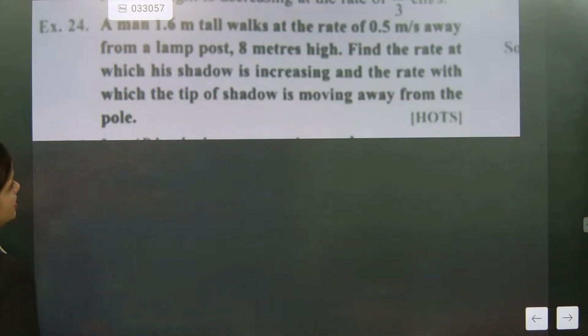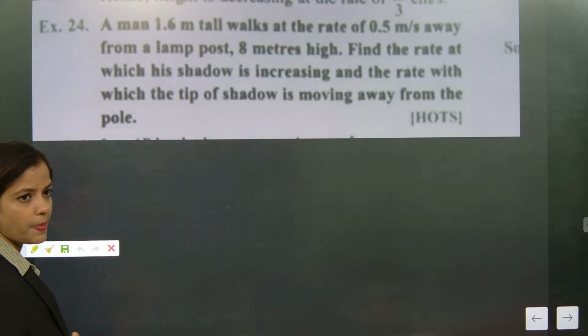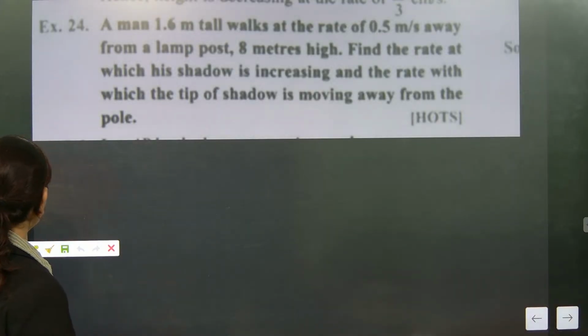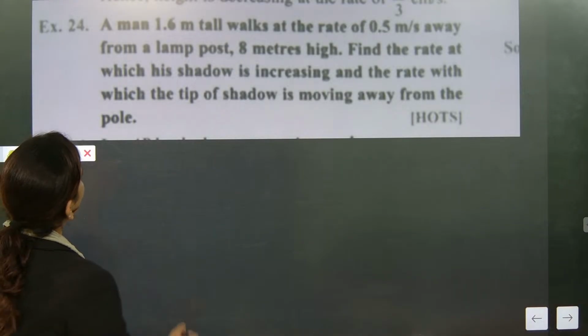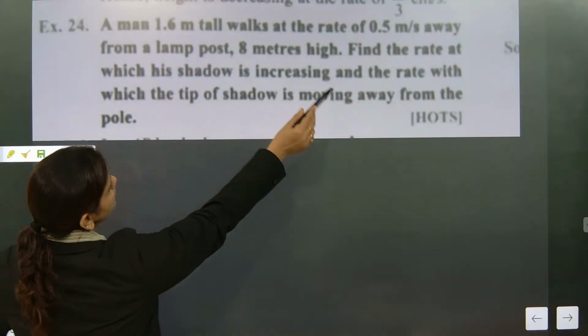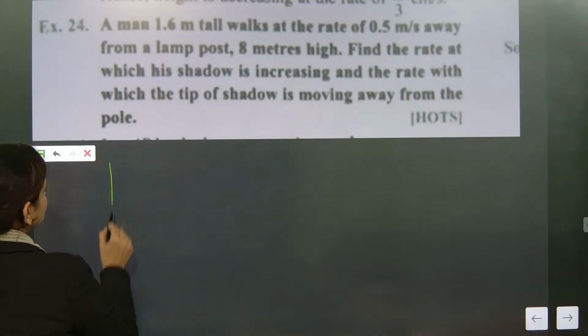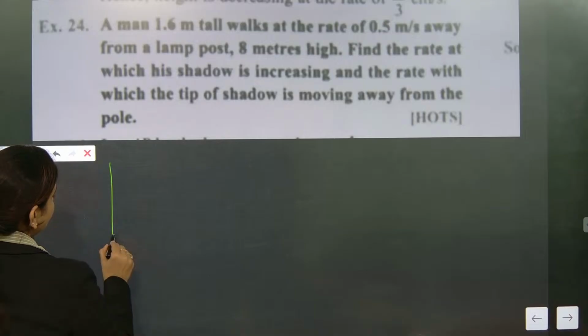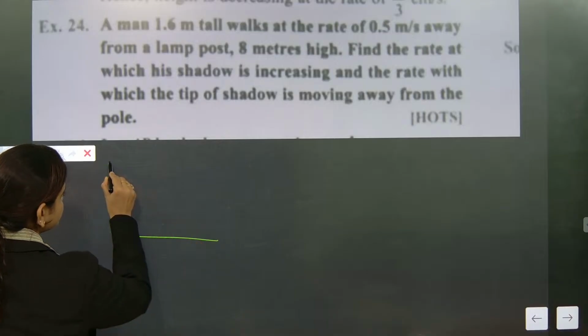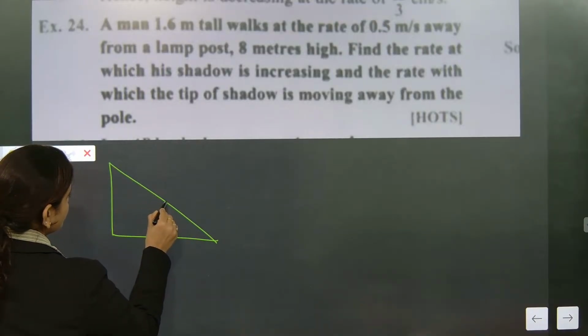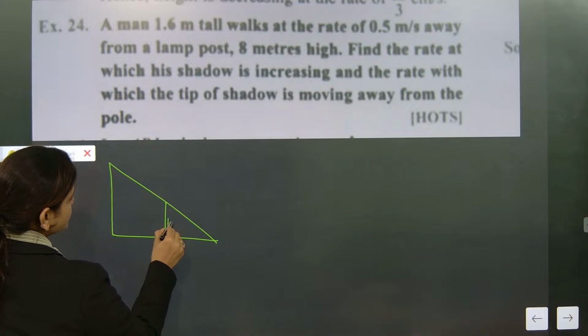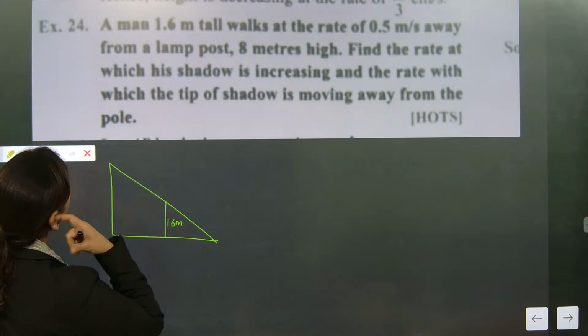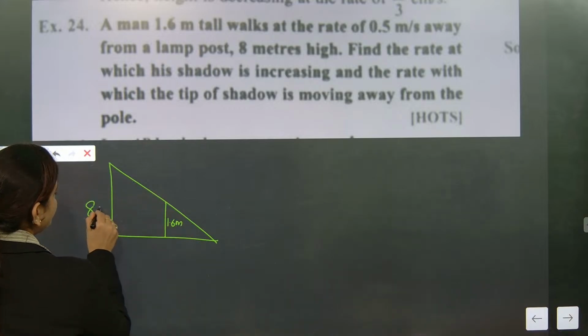Now look at it. A man is this much tall. I think I taught this question 2 to 3 times. Correct now? This is a very much awaited question. A man this tall walks at a rate of this much away from a lamp. So first, this is a lamp. The man's height is how much? The man's height is 1.6 meter. Understood. And what is the height of the lamp? Height of the lamp is 8 meter.